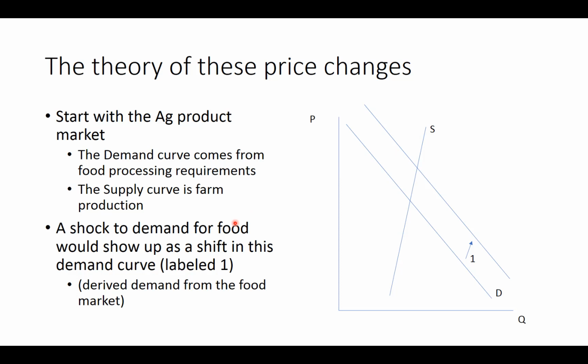Let's start with our shock. Our shock is to the final good, food, and when we shift the demand for food, we shift its derived demand, right? This point labeled 1, we shift the derived demand for the ag input. I want to keep calling it the ag input here because it's the agriculture side input to food. Okay, so the food demand shock causes them to require more of the ag input for production.